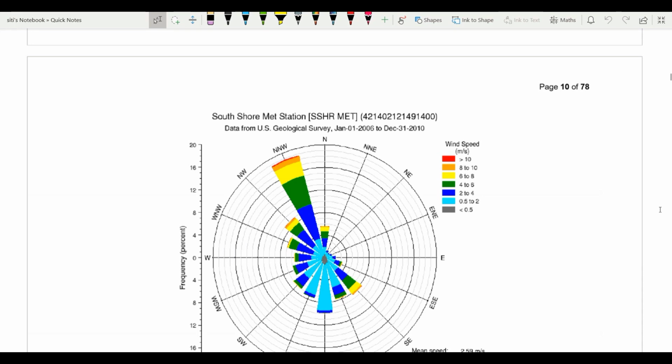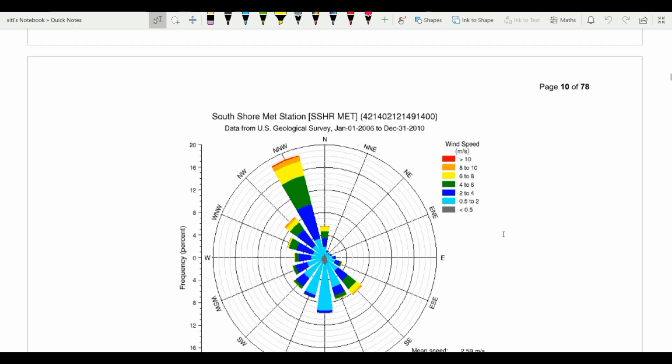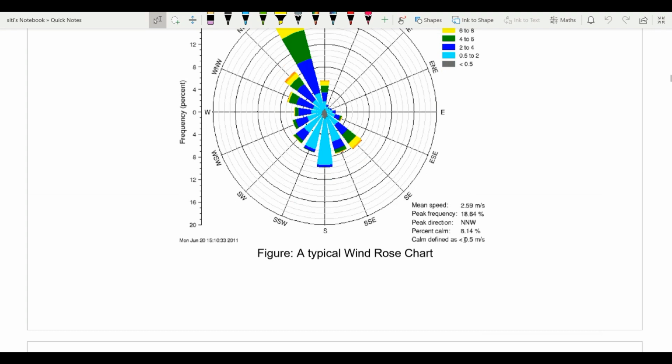So overall, in 1 year, the mean speed is 2.59 meters per second. The peak frequency is about 18.64% here. The peak direction is from the northwest. Calm is 8.14%, and calm is defined as less than 0.5 meters per second.